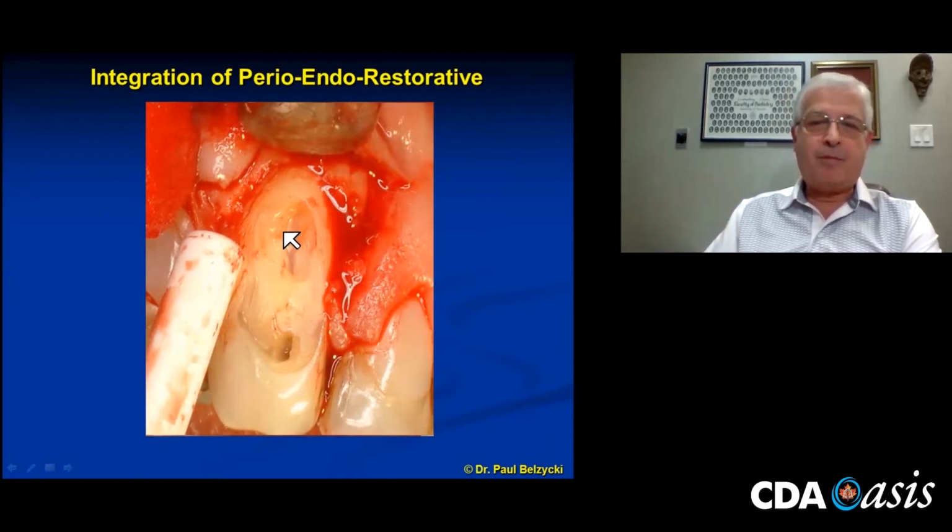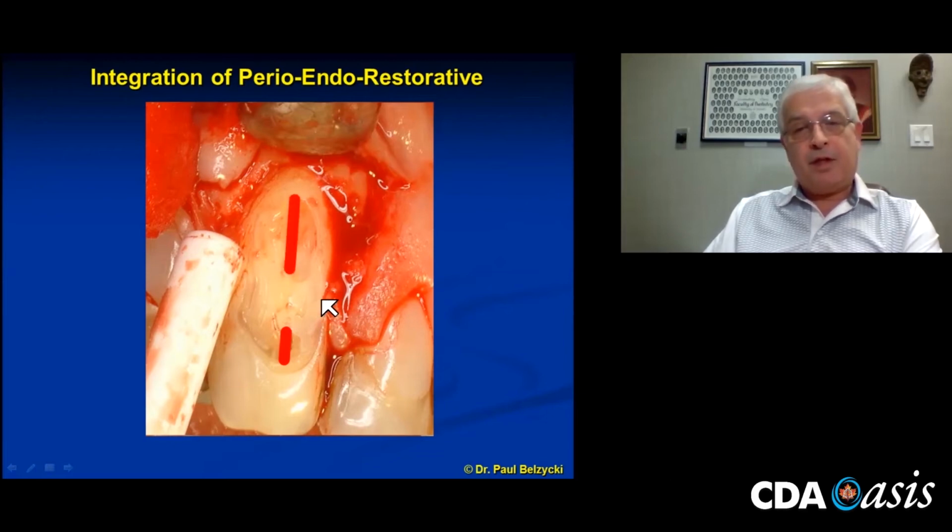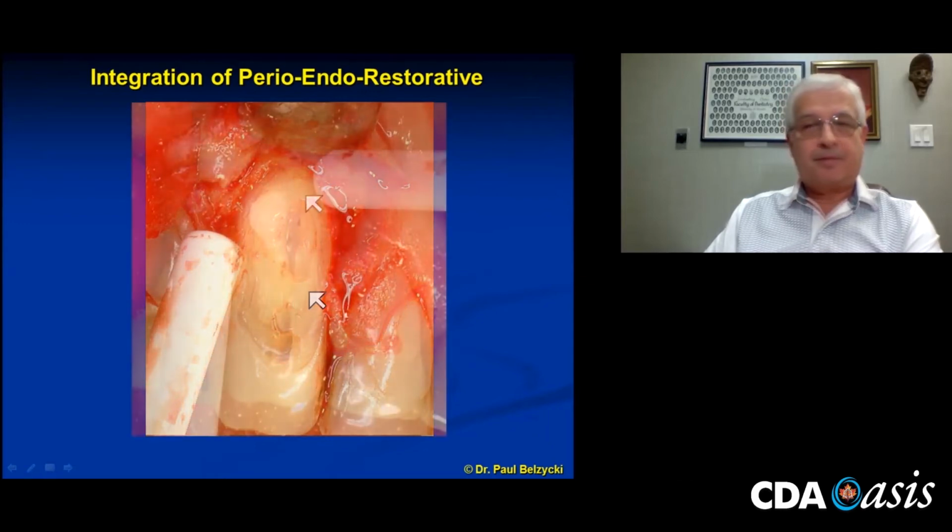So I raised the flap, took the decay away, and I could see that I got into the canal in this area, entered into the canal space here, and then there was a bridge of dentin, a good bridge of dentin covering that part of the canal. So there was some decent tooth structure to work with.